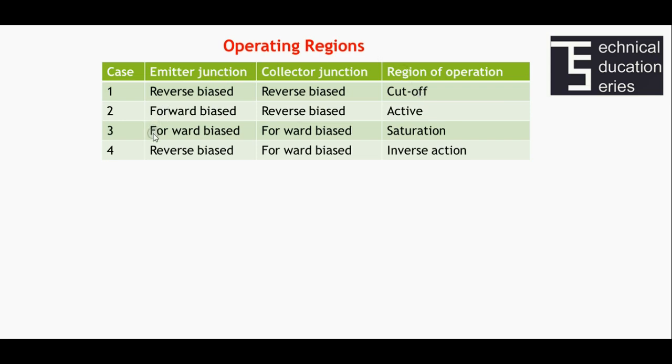The third case is forward bias on emitter junction and forward bias on collector junction, so that the transistor is operating in saturation region. And the fourth case is reverse bias on emitter junction and forward bias on collector junction. In this state, the transistor operates in inverse action.